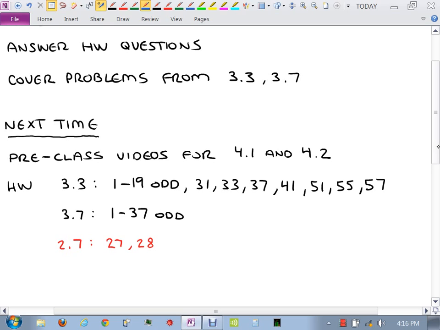So let's plan on a quiz at the beginning of class over these problems. I'll just do something similar to what's in there. Don't come in here like, oh man. Your quiz will cover 1 problem from each section. 1 from 3.3, 1 from 3.7.